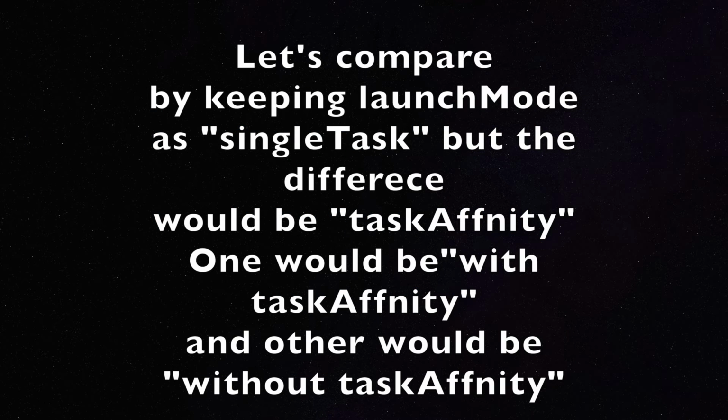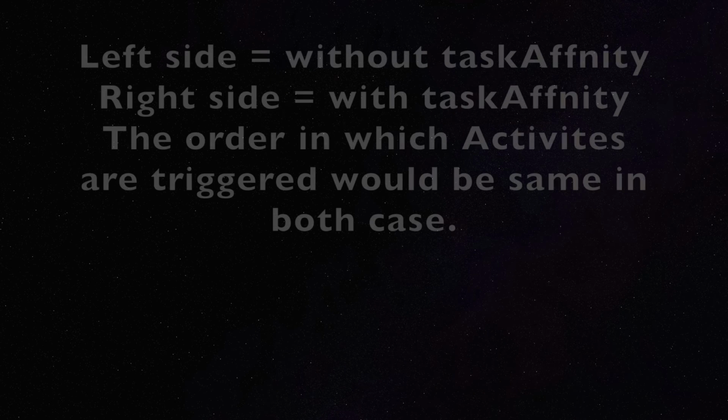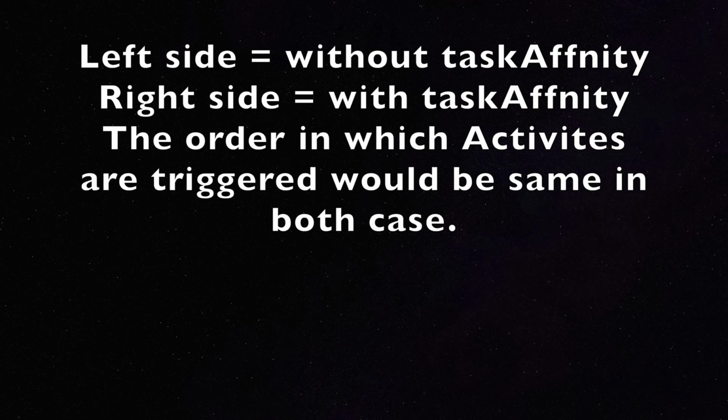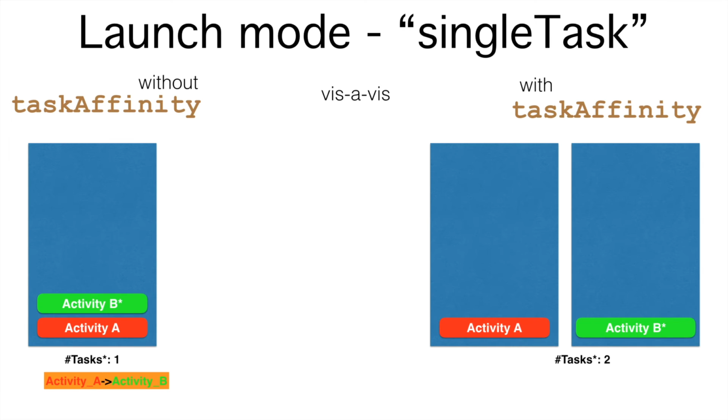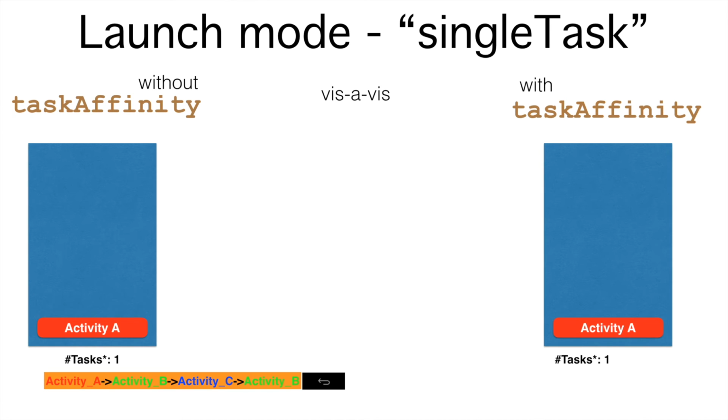Now just to drive home the point, we will do a series of actions and see what will be the difference in the status of the tasks and the activities in those tasks. So when activity A is launched, this is the status. And now when activity B, without task affinity and with task affinity, is launched, this is the status. I am going to launch activity C, and once again I am launching activity B, and if I hit the back button, this is the status.